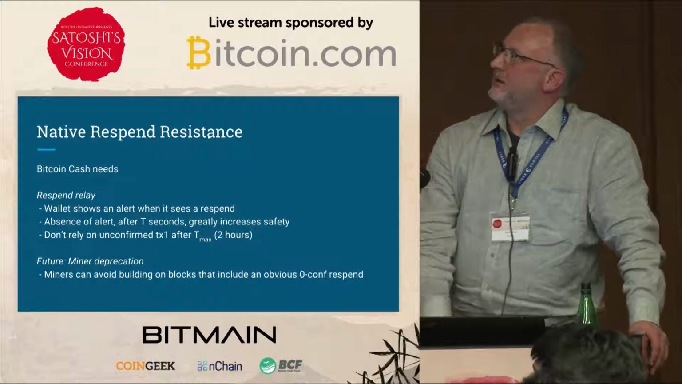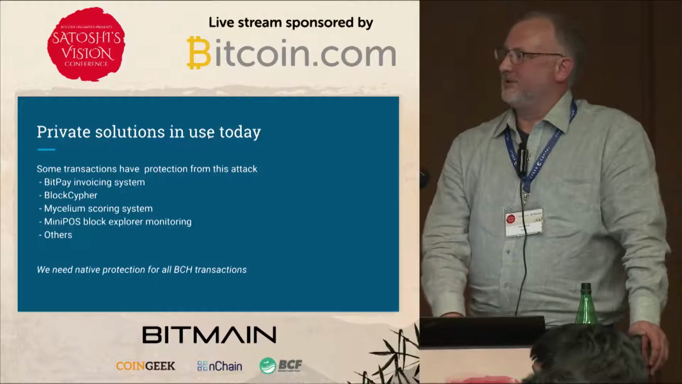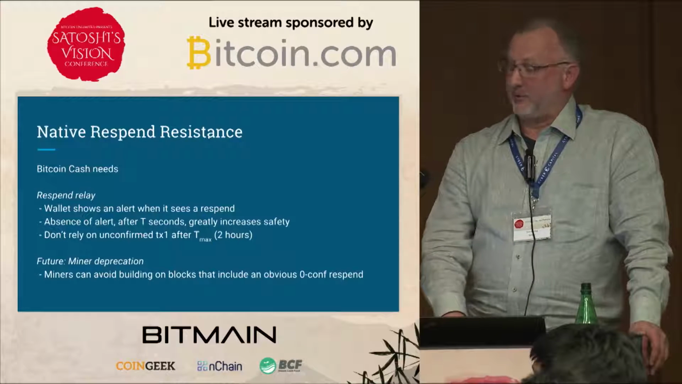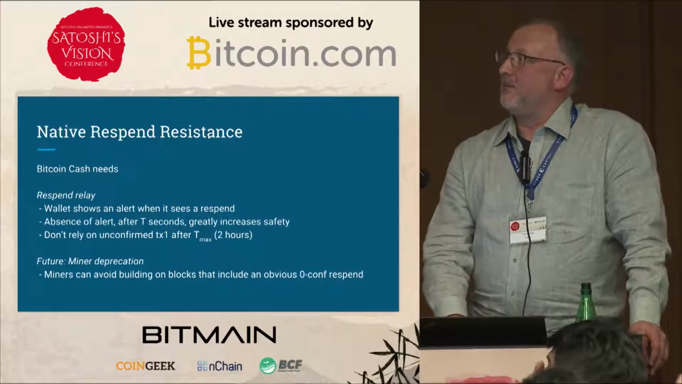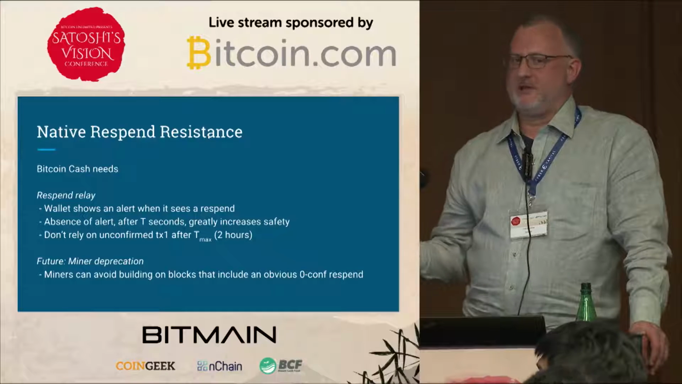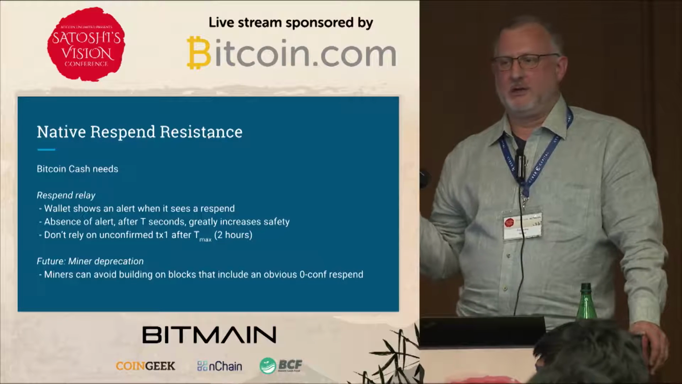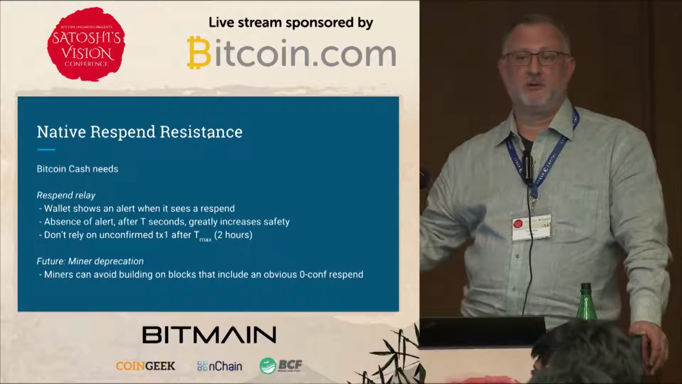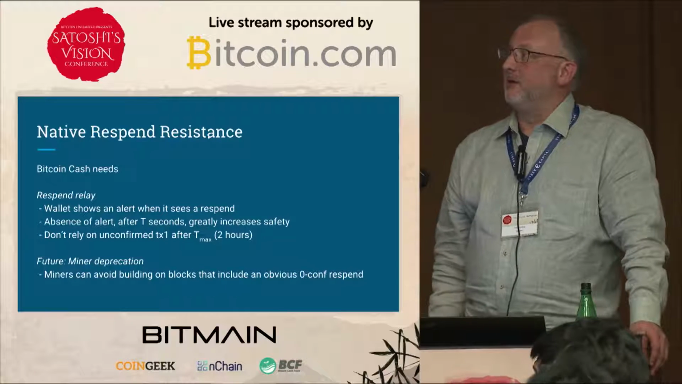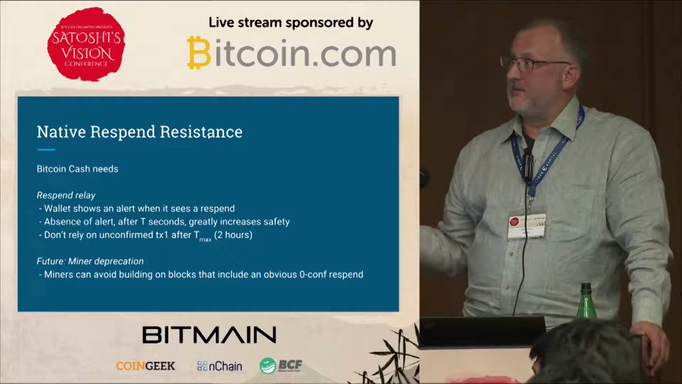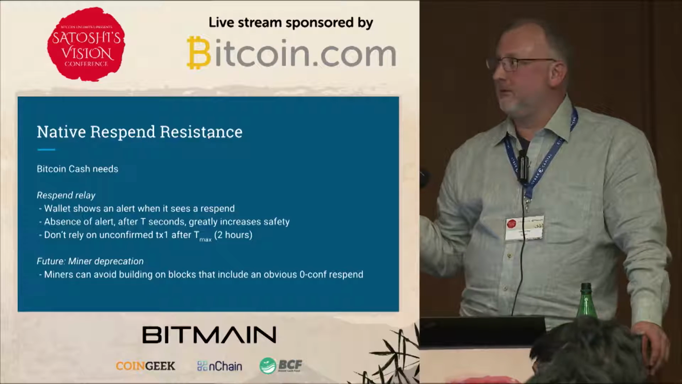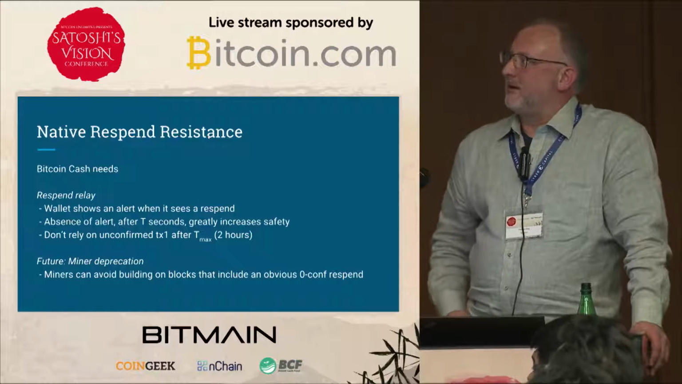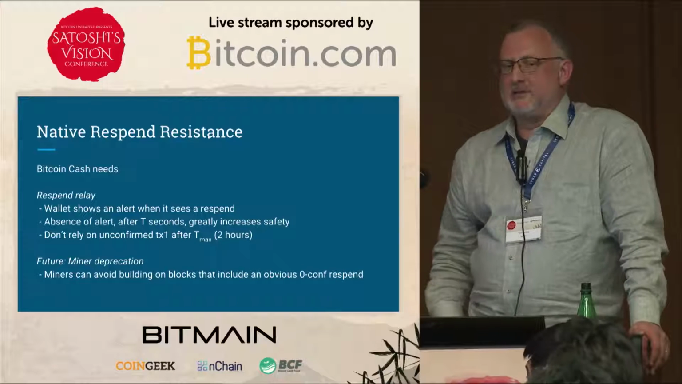Okay. So I just said we need native protection for all Bitcoin Cash transactions. There are 2 components to that, and the second one would build on the first. The second one is a future one. It's the thing I mentioned earlier about miner incentives. The first one is simply this relay feature: the wallet shows an alert when it sees a respend.